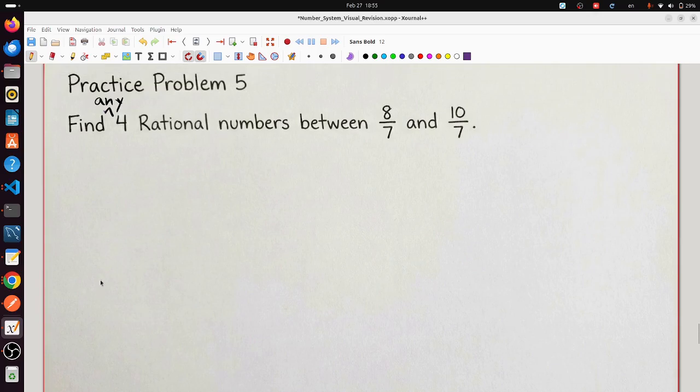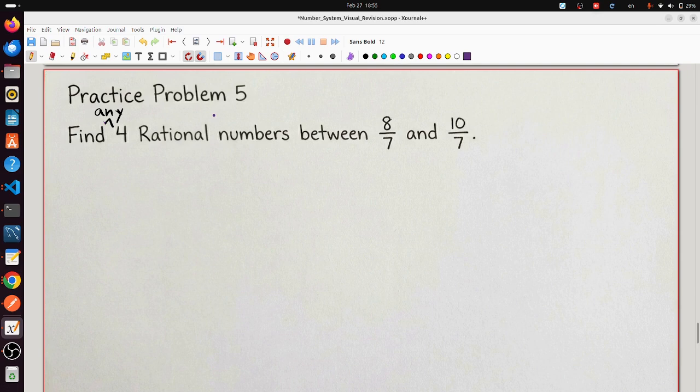The 5th problem. We are given: find any 4 rational numbers between 8 by 7 and 10 by 7. Firstly, before solving this problem, we need to concentrate on the denominator. We have the same denominator in both fractions, right? We may have infinitely many rational numbers between them, but they have asked for any 4 rational numbers. So how can we solve this?